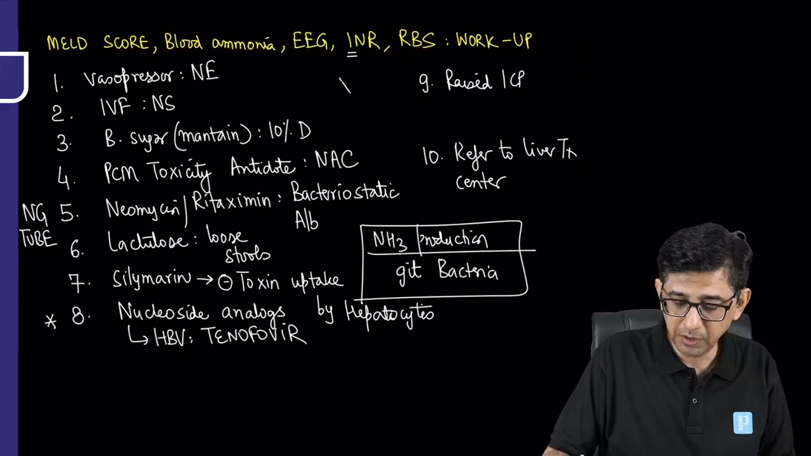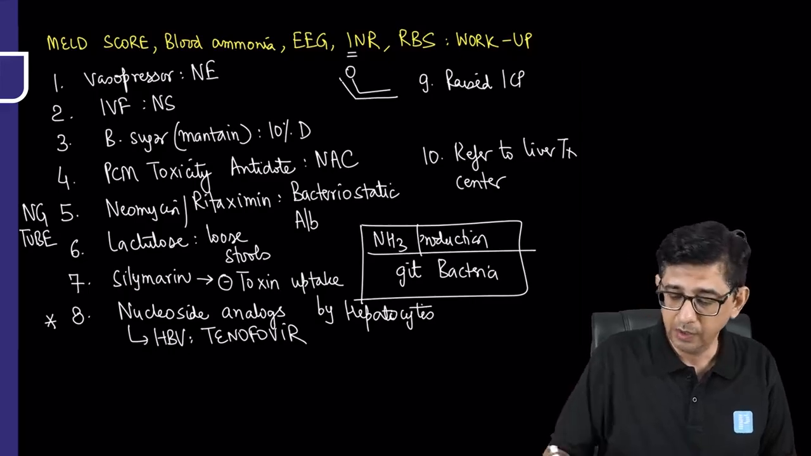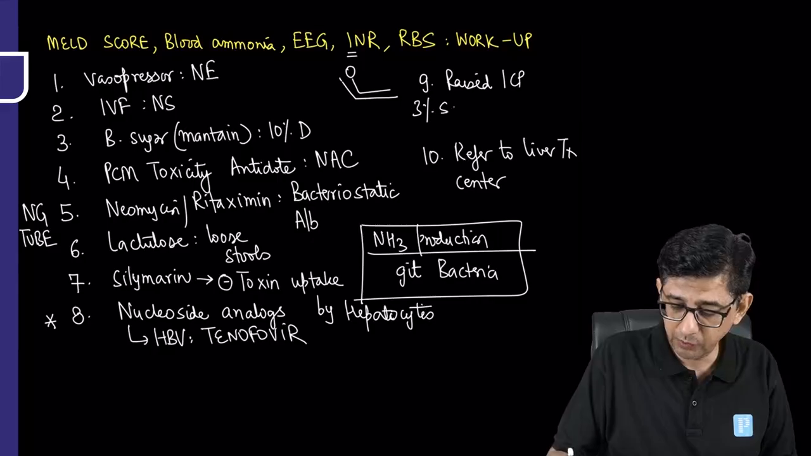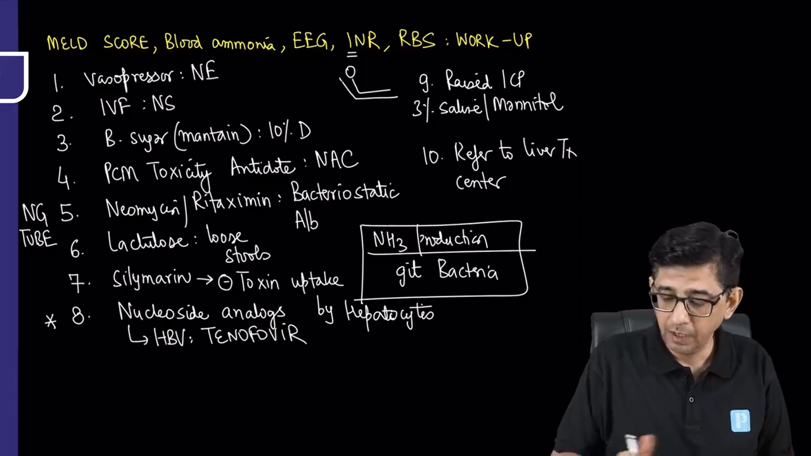In case there's going to be raised ICP, I'll keep my patient in a head end elevation position. I've explained the concept for the same in CNS. Then for raised ICP, we can be using 3% saline, or we can be using mannitol. And I will have to refer this patient to a liver transplantation center, which is the main treatment.